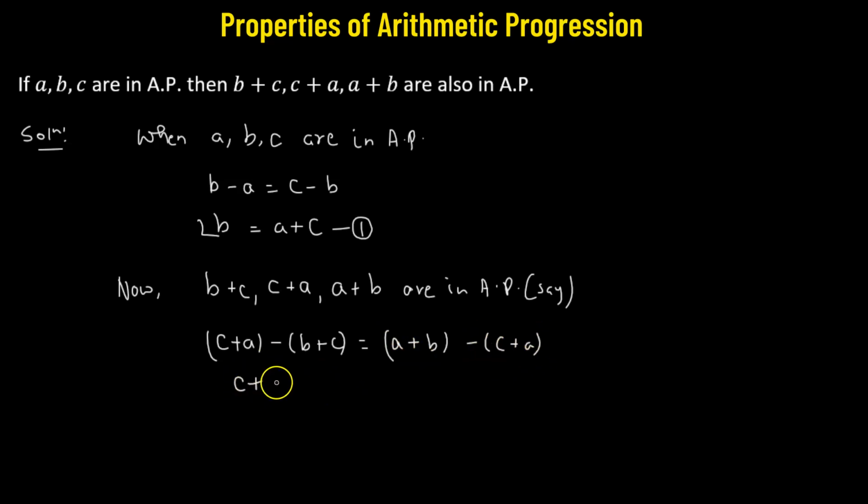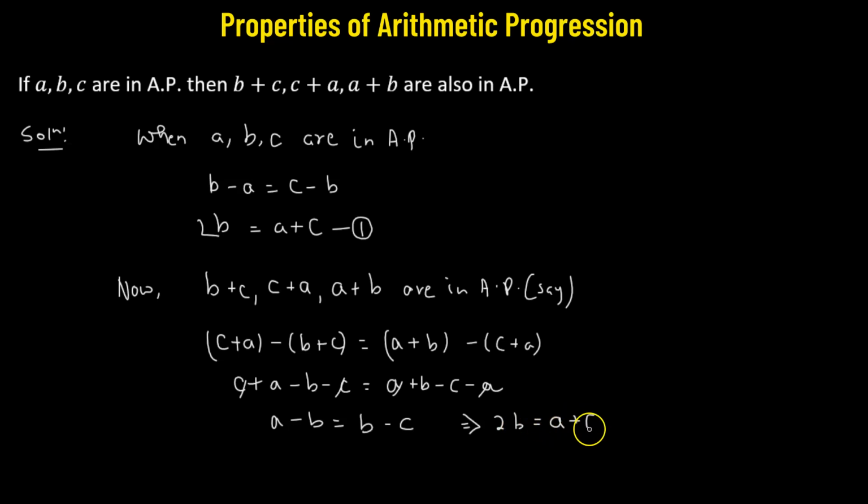So here we have c plus a minus b minus c equals a plus b minus c minus a. So here we have positive c, negative c cancelling out. So we have a minus b equals, we have positive a, negative a cancelling out, b minus c. And when we rearrange this equation, we get 2 times b equals a plus c. So that means we have actually shown that when b plus c, c plus a, a plus b are in AP, then we get back the condition that a, b, c are in AP.